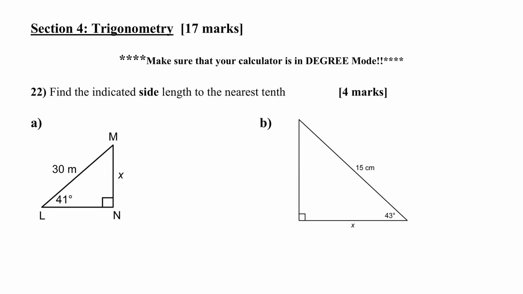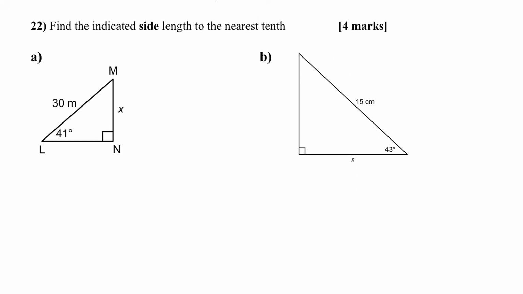The last section of this exam before the application section is trigonometry. 22 says find the indicated side length to the nearest tenth. Because both of these triangles have a 90-degree angle, we can use SOHCAHTOA to be able to solve for the missing side length. If we look at the triangle in part A, I see the known angle, which we call the reference angle, is 41 degrees.